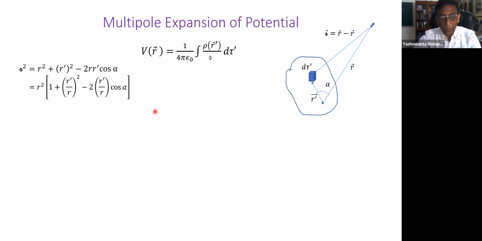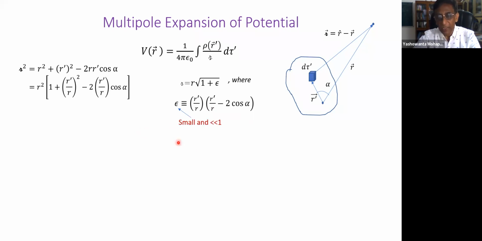All right. So that is very well possible. I can express curly R as r times the root of 1 plus epsilon, where I write epsilon as r prime by r times, r prime by r minus 2 cos alpha. This is the definition of epsilon. All right. So this will be crucial. This epsilon is of course small, much, much less than 1.